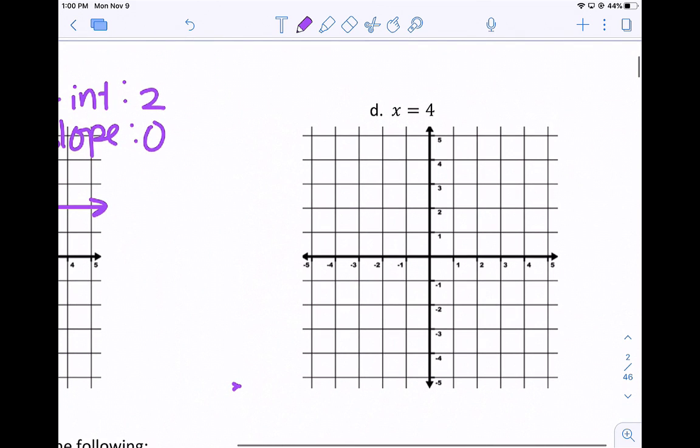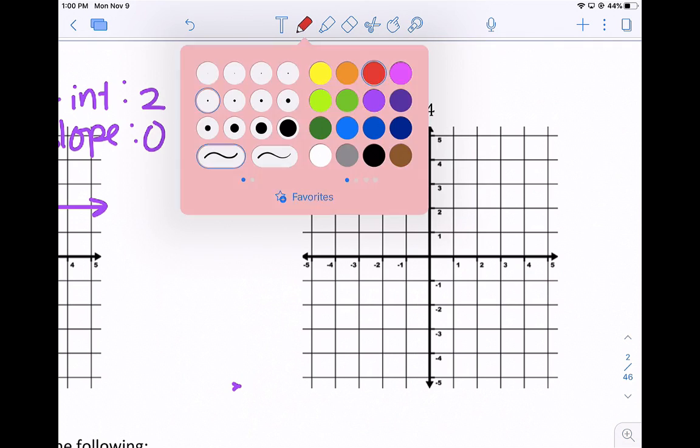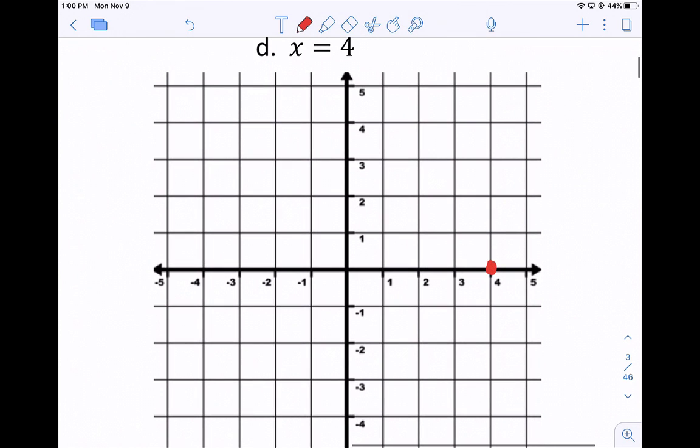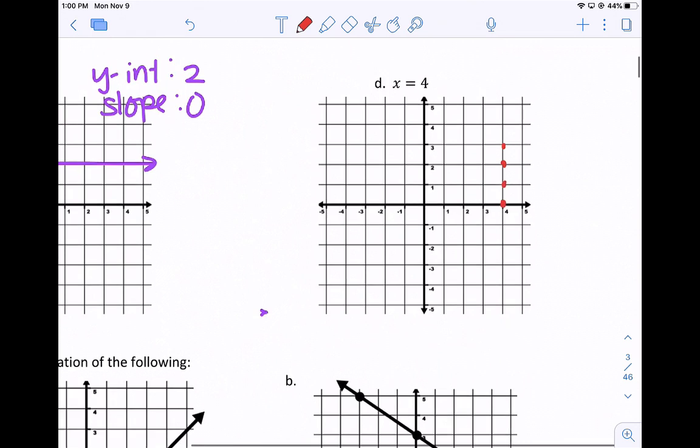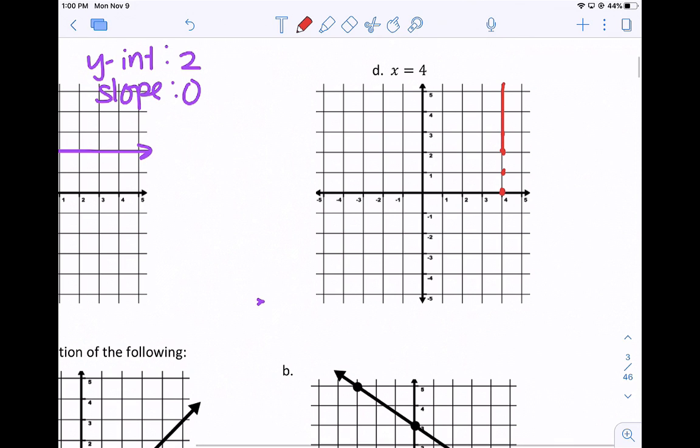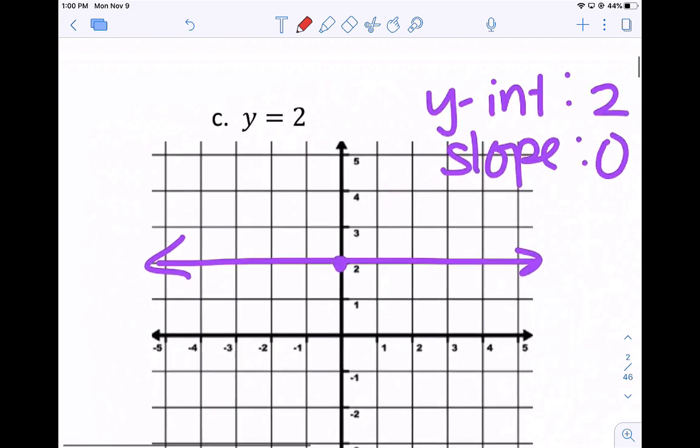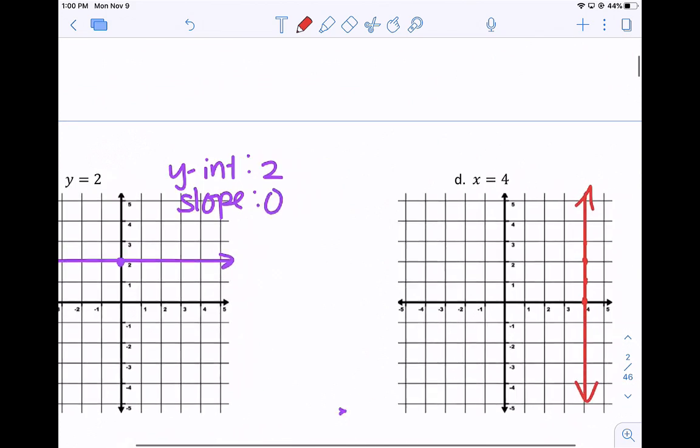X equals 4. So where does x equal 4? Well, x equals 4 here. Actually, all along this line, x equals 4. So the line x equals 4 is actually a vertical line. It's easy to get these two confused, a y equals line and an x equals line.